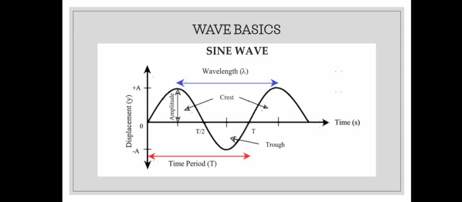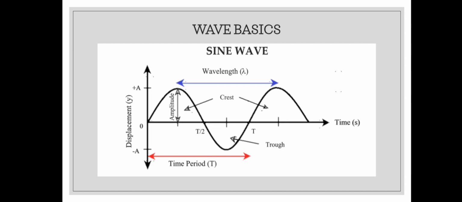So the maximum displacement of the wave is called the amplitude. There are two maximum displacements. One is the positive amplitude and one is the negative amplitude. Then you have two regions called crest and trough. The one above, toward the positive extrema, is called the crest. The one below, toward the negative extrema, is called the trough.